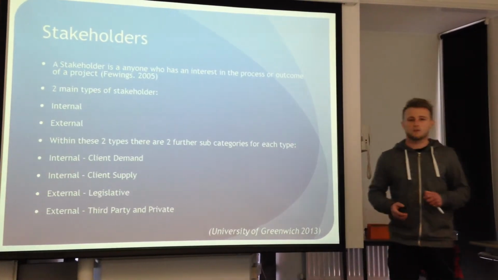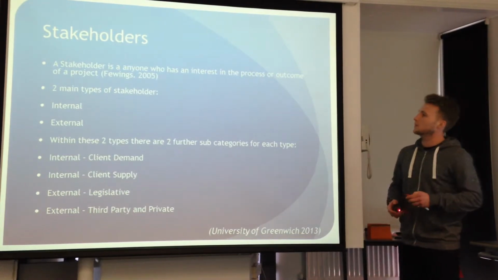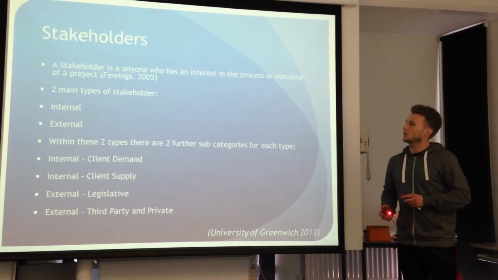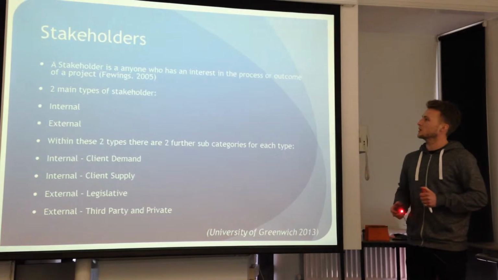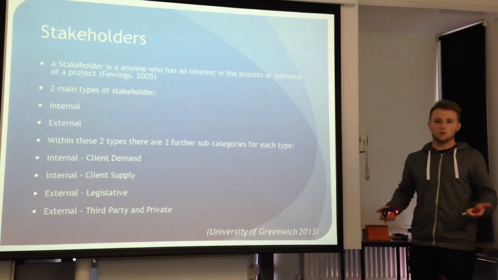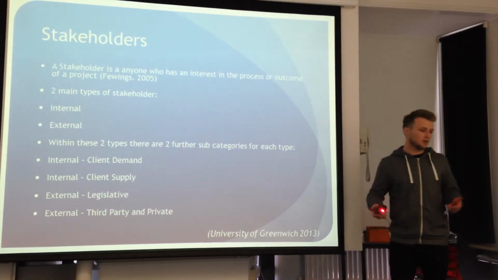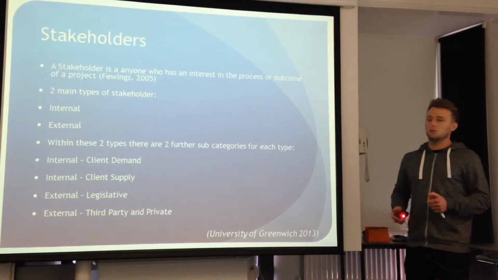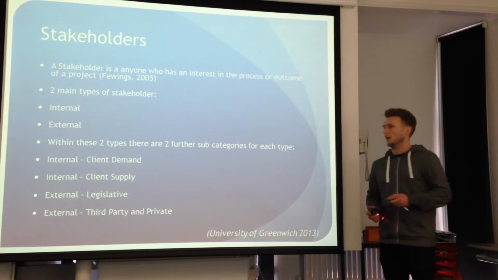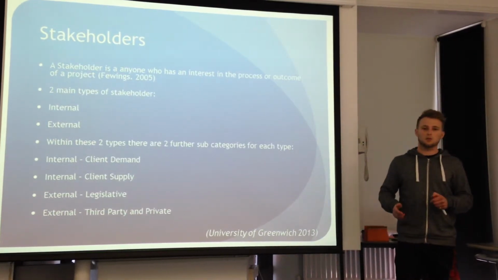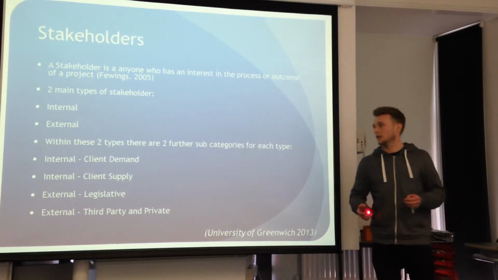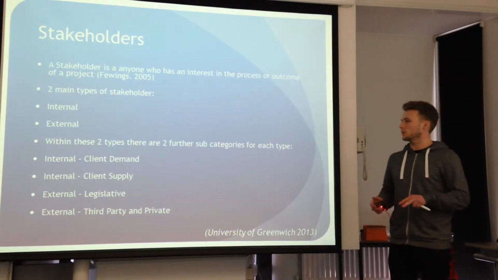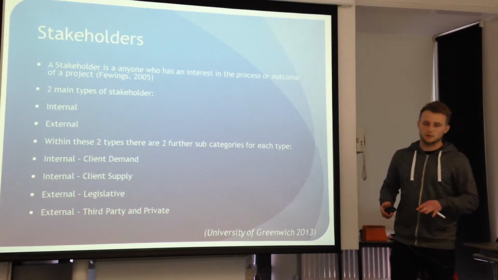So just a quick definition of what a stakeholder is. Fewings defines a stakeholder as anyone that has an interest in the process or outcome of a project, so anyone who has any kind of input or is affected by a project. So there's two main types of stakeholders. You've got internal stakeholders and external stakeholders. And then within these two types, you have two further subcategories of stakeholders.